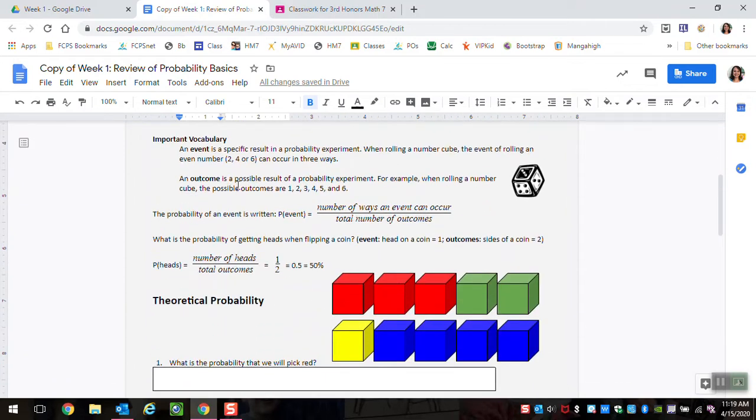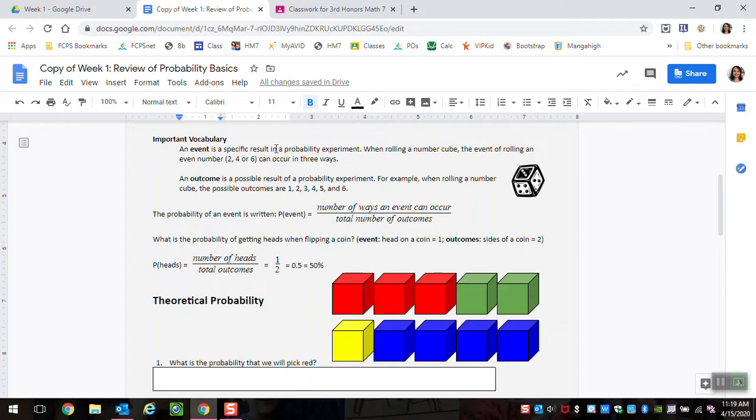All right, an event is a specific result in a probability experiment. When rolling a number cube, which is what the state likes to say because a die can be anything, a die is the singular form of dice. Dice means more than one. So they say number cube. So with a number cube, the event of rolling an even number can occur in 3 ways.